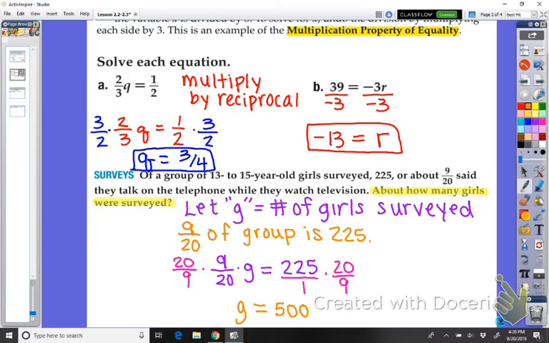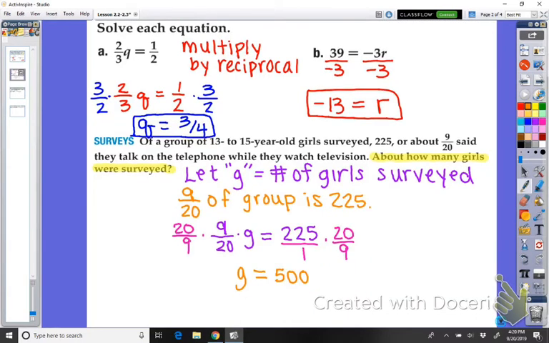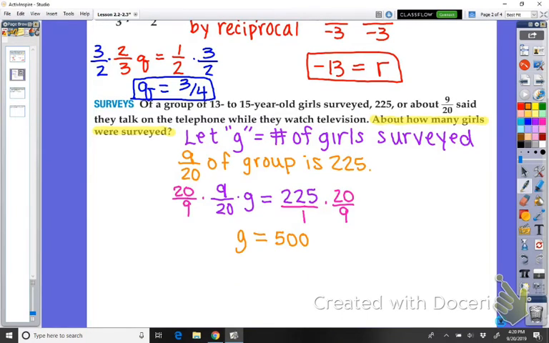Now, typically on the word problem, you should restate the question in a sentence. So about how many girls were surveyed, you could say about 500 girls were surveyed.